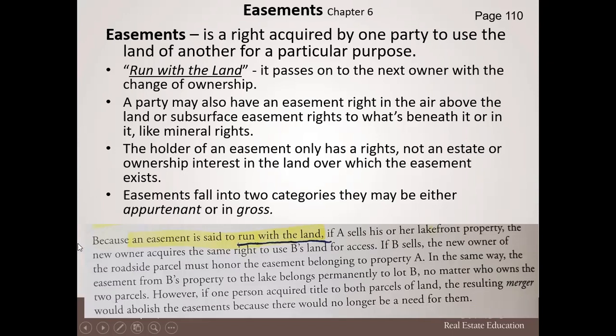And easements fall into two categories, either appurtenant or in gross. We learned that easement in gross is what? It's a utility. Is that the dominant? No, easement in gross is the utility easement. For public utilities, like power lines, sewer lines, gas lines, water lines, etc., to run over your land. It's needed for the greater public good. But if that easement were no longer needed, then the easement would cease to exist. An easement appurtenant, that's the one with the dominant and servient estates.